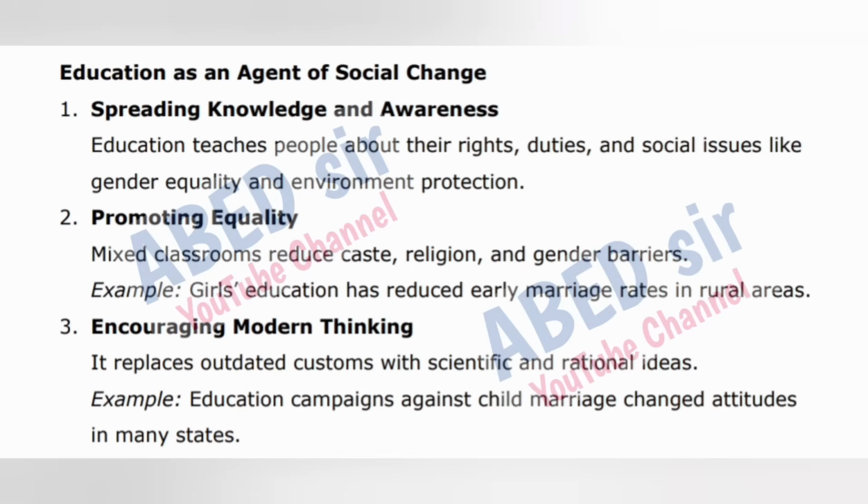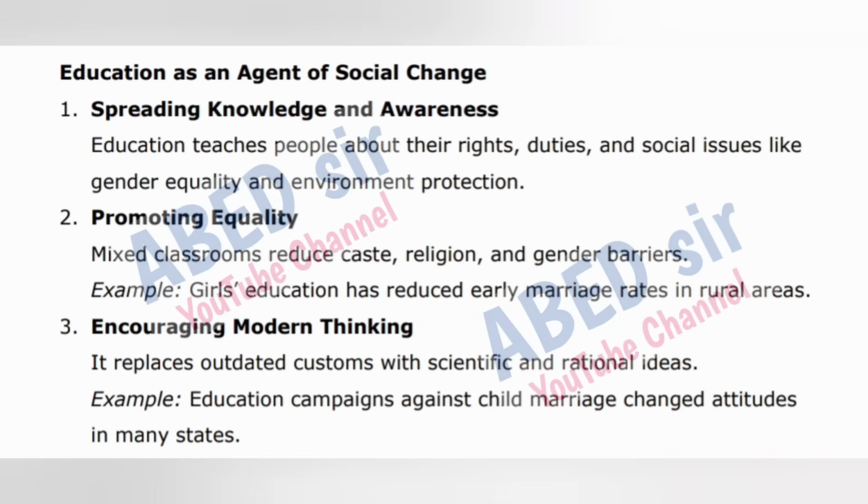Education as an agent of social change. 1. Spreading knowledge and awareness. Education teaches people about their rights, duties, and social issues like gender equality and environment protection. 2. Promoting equality. Mixed classrooms reduce caste, religion, and gender barriers. Example, girls' education has reduced early marriage rates in rural areas.